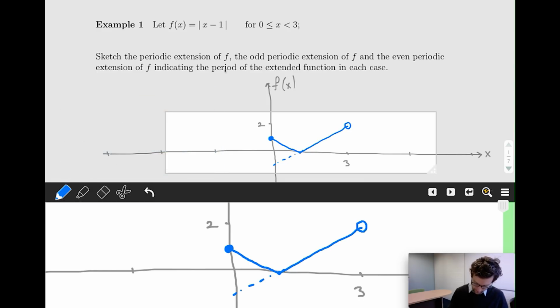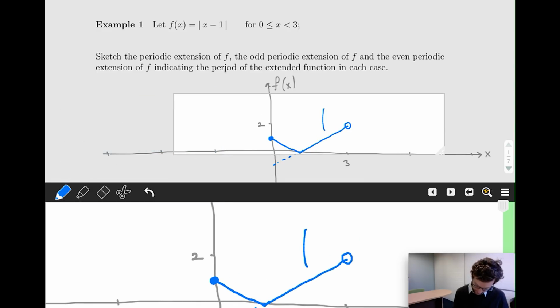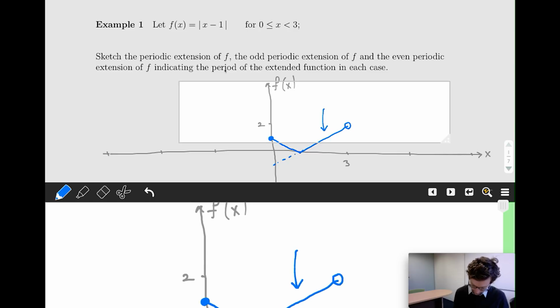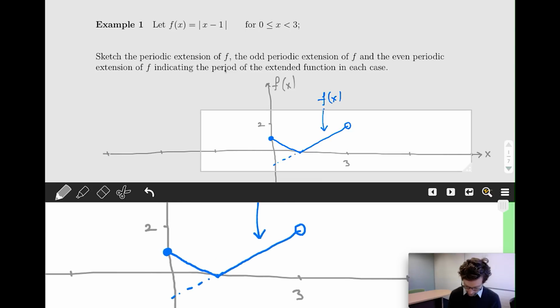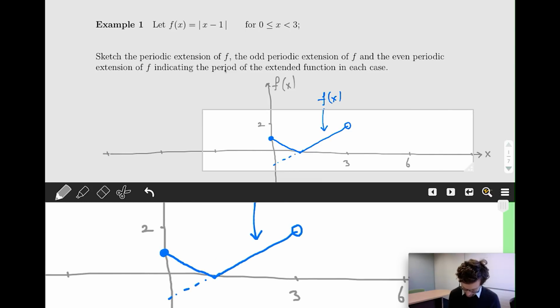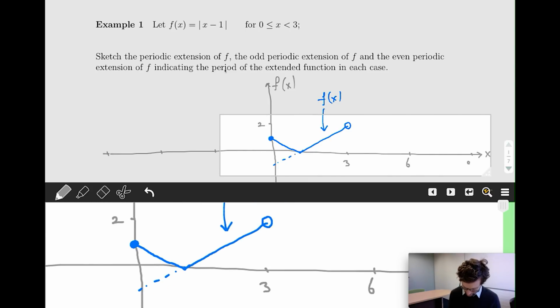Let's indicate that right here. Now, I want to create the periodic extension of f, so what I'm going to do is copy and paste. Pick this thing up, move it over 3 units, and paste it again. I know I need to move it over 3 units because the basic width of this thing is 3. So let's sketch this between minus 9 and 9.